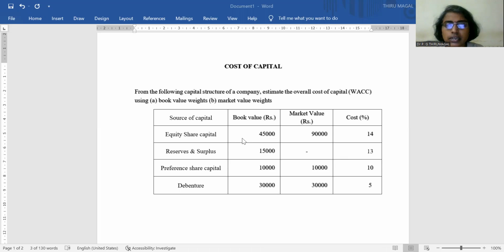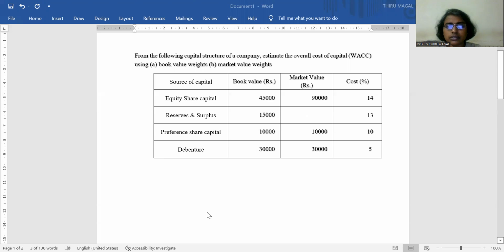For example, for equity share, the cost of equity is 14%. For reserves and surplus, the cost of retained earnings is given as 13%. Then for preference share capital, the cost of preference share is given as 10%. Then for debenture, the cost of debt is given as 5%. From this, we need to find out the overall cost of capital, or the weighted average cost of capital.